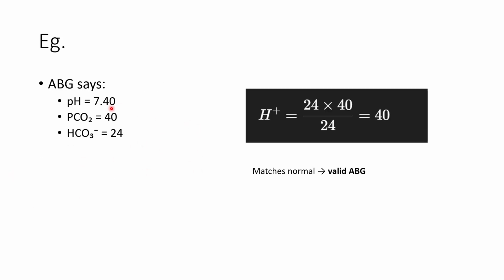This is just an example. If in your ABG report the pH is reported at 7.40, PCO2 is 40, and bicarb is 24, then with this pH, H plus will be 40. Going to the equation we just discussed, if you put the values in and H plus comes to 40, this is consistent. It matches and the ABG is valid.